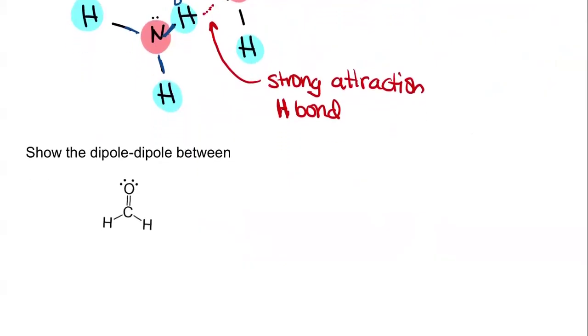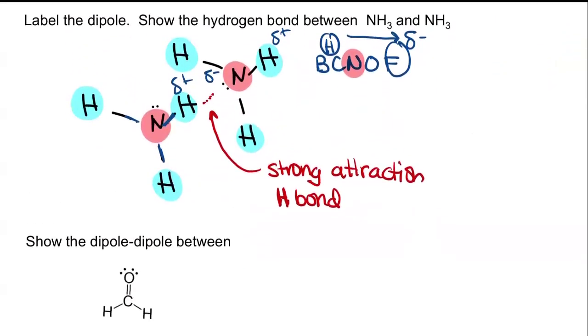So that is our first one. We are showing the hydrogen bond between those. A hydrogen bond is our first intermolecular force. It is the strongest intermolecular force that we're going to see when we have only covalent bonds.